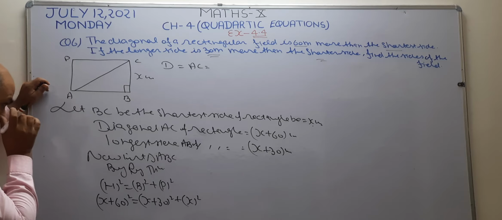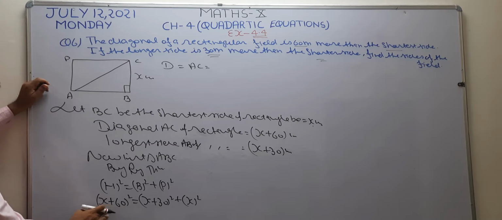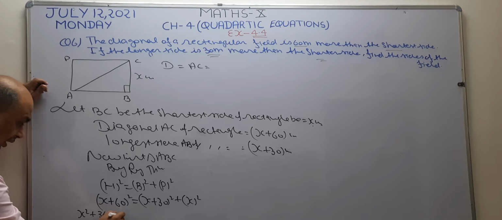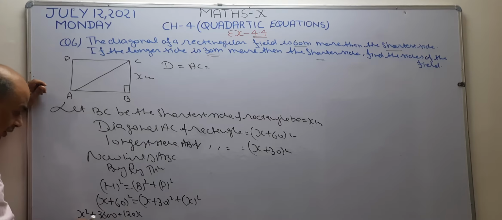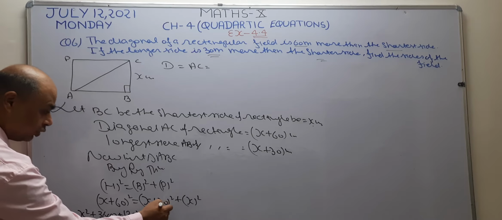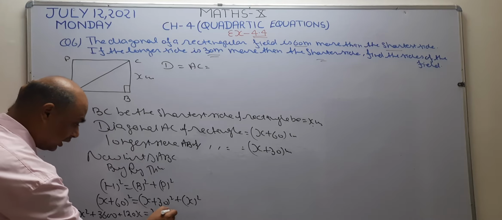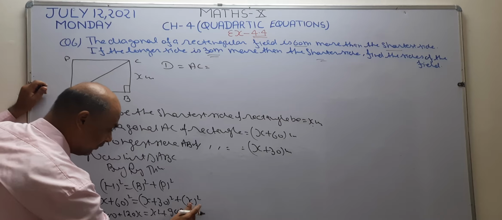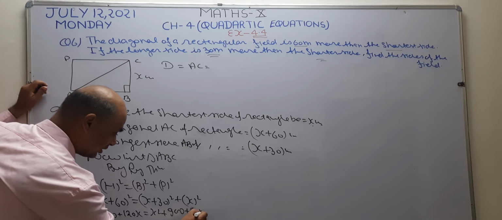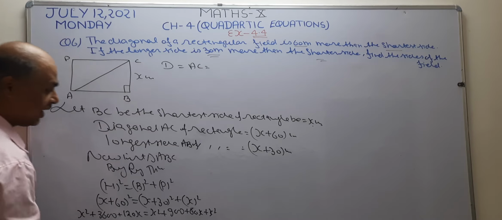I am going to use one identity, a plus b whole square, which is a square plus b square plus 2ab. So this becomes x square, square of 60 becomes 3600, plus 2ab means 2 into x into 60, this becomes 120x. I am using this identity to solve this bracket. Same identity I am going to use here. x square, 30 square is 900, plus 2ab means 2 into x into 30 becomes 60x, and this is going to be represented by x square.